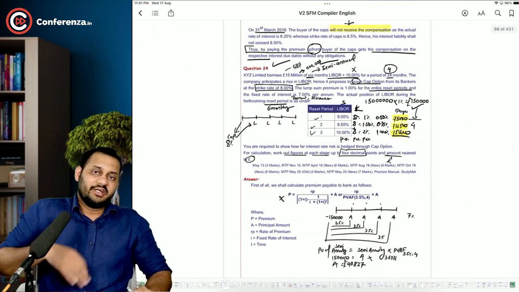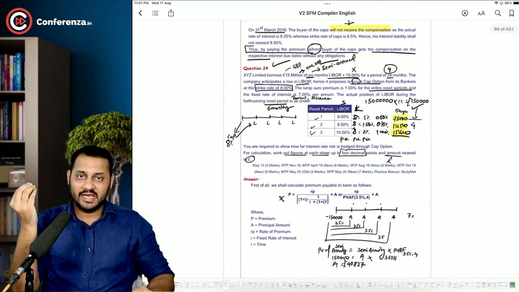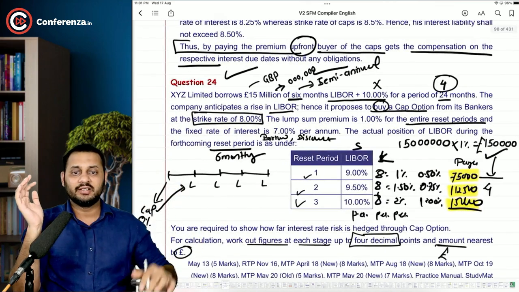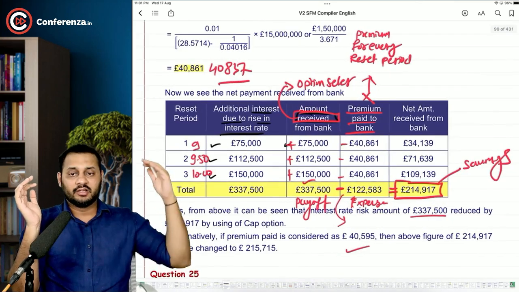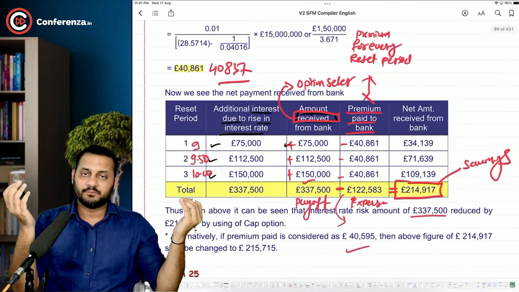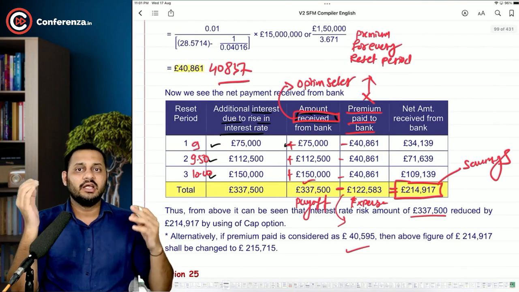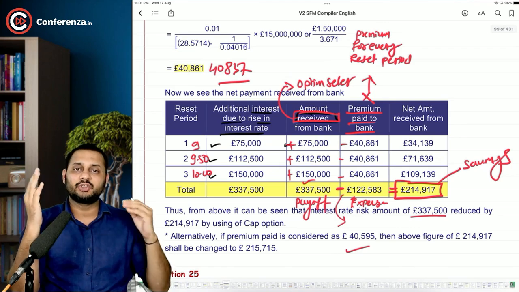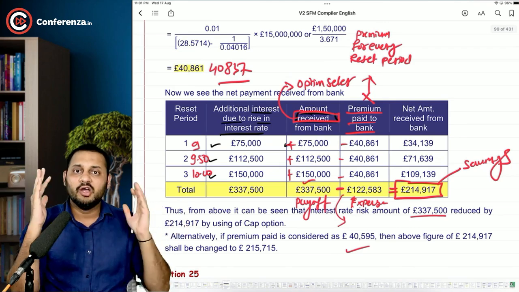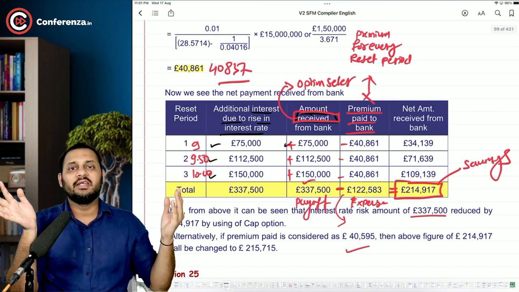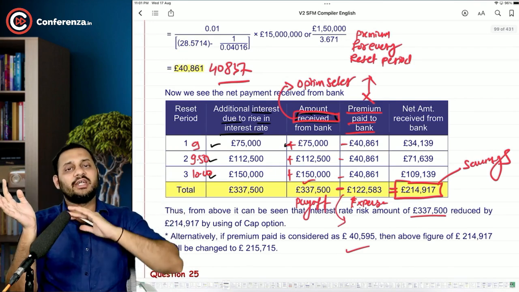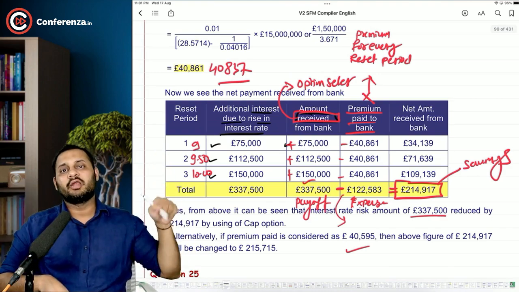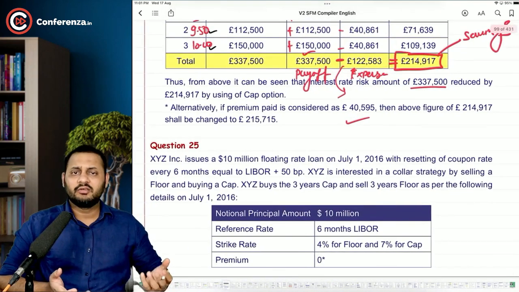The major point to understand in this entire question is why, when the question clearly says that the lump sum premium is 1% for all the period, the question is calculating the premium amount for all the reset periods. The reason is that the 1,50,000 was for 4 reset periods, and in the question only 3 were given. So in order to compare, we cannot use 1,50,000 for the 3 reset periods. That's why we converted that into a premium for every reset period. That's it. And the calculation is very simple.